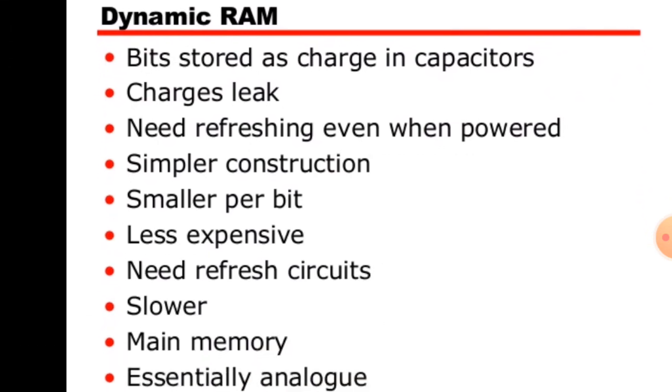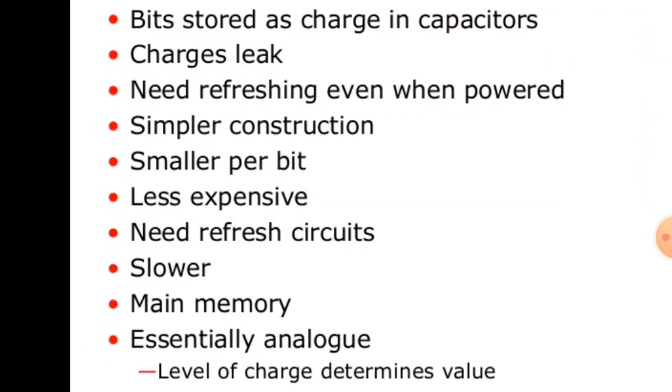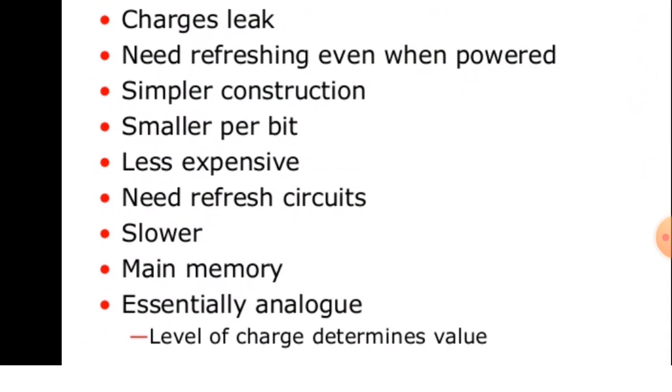How dynamic RAM operates: bits are stored as charge in a capacitor. Charges leak, so it needs refreshing even when powered. Simpler construction, smaller per bit, less expensive. It needs refresh circuits and is slower. Used as main memory, essentially analog. The level of charge determines the value.